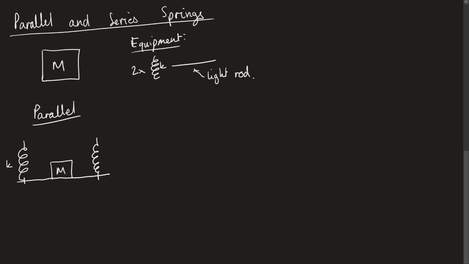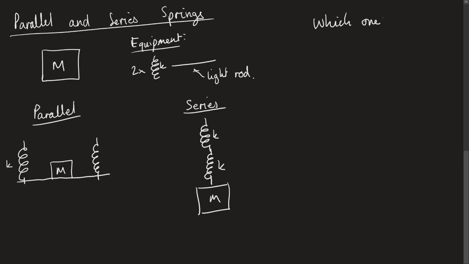Or I can put them in series, and I can say this is spring 1 with the spring constant K, and this is spring 2 also with the spring constant K, and I have the big mass M at the bottom of there. So which one causes a smaller delta L?